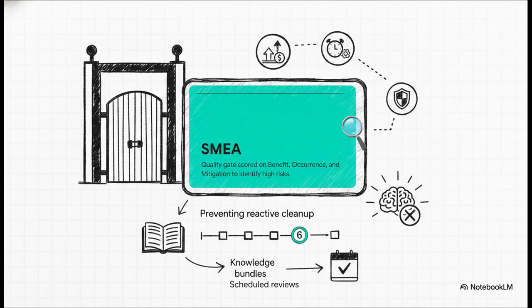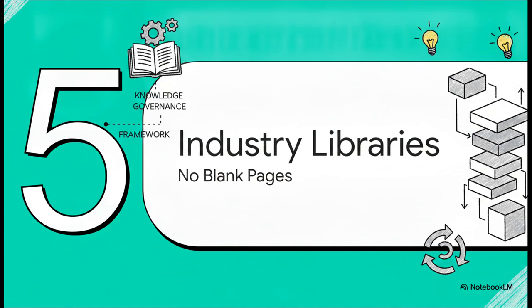So how on earth do you maintain all this quality? Say hello to SMEA, Success Mode and Effects Analysis. Think of it as a strict quality gate scored on benefit, occurrence, and mitigation to identify high-risk concepts and load-bearing crosslinks. By running this during Step 6 of the framework, you completely prevent reactive cleanup. You aren't just sitting around waiting for the AI to hallucinate, you're actively ensuring your most critical knowledge bundles never ever go stale. Which brings us to our final stop, Section 5, Ready-Made Industry Concept Libraries, and how we solve the dreaded blank page problem.